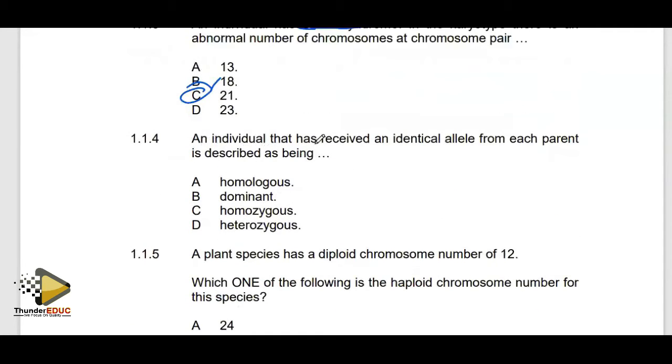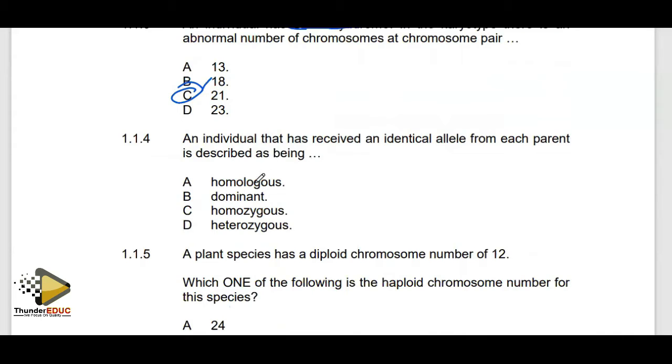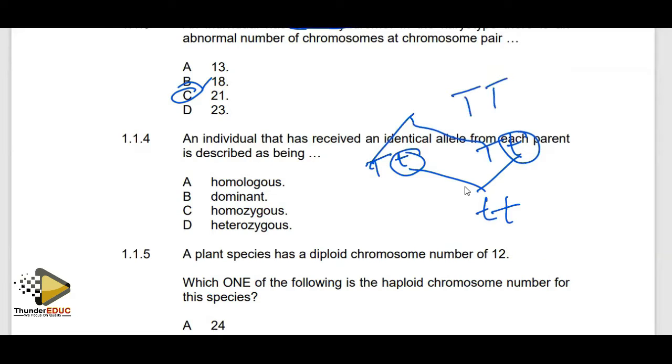Then they're saying that an individual that receives an identical allele from each parent is described as what? How do you describe an individual that receives an allele which is identical from both parents? For example, one parent is capital T, small t, and the other parent is capital T, small t. If the baby gets small t and small t, or capital T and capital T, it means that these 2 alleles are the same. So how do we call that individual which receives those 2 alleles? Because they are the same, it is homo.